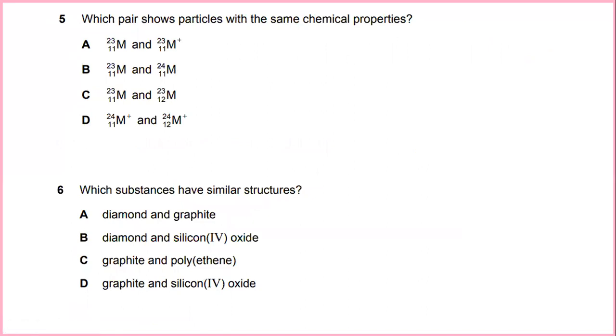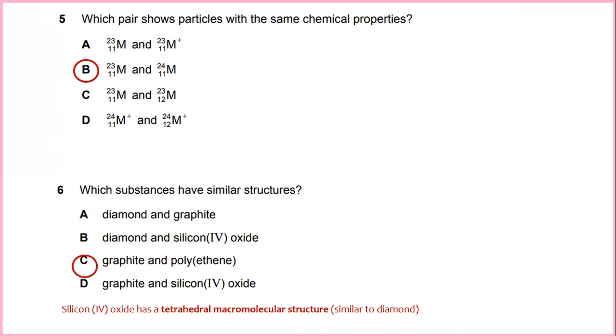Which pair shows particles with the same chemical properties? The answer for this will be B. Which substances have a similar structure? Silicon(IV) oxide has a tetrahedral macromolecular structure, which is similar to diamond. So the answer will be B.